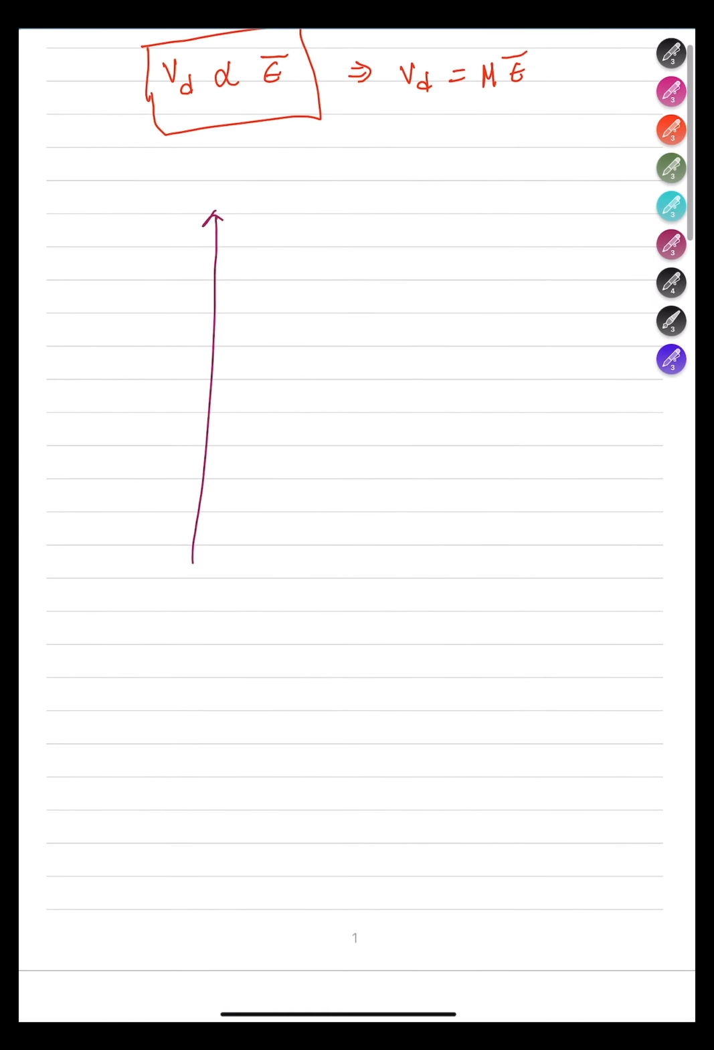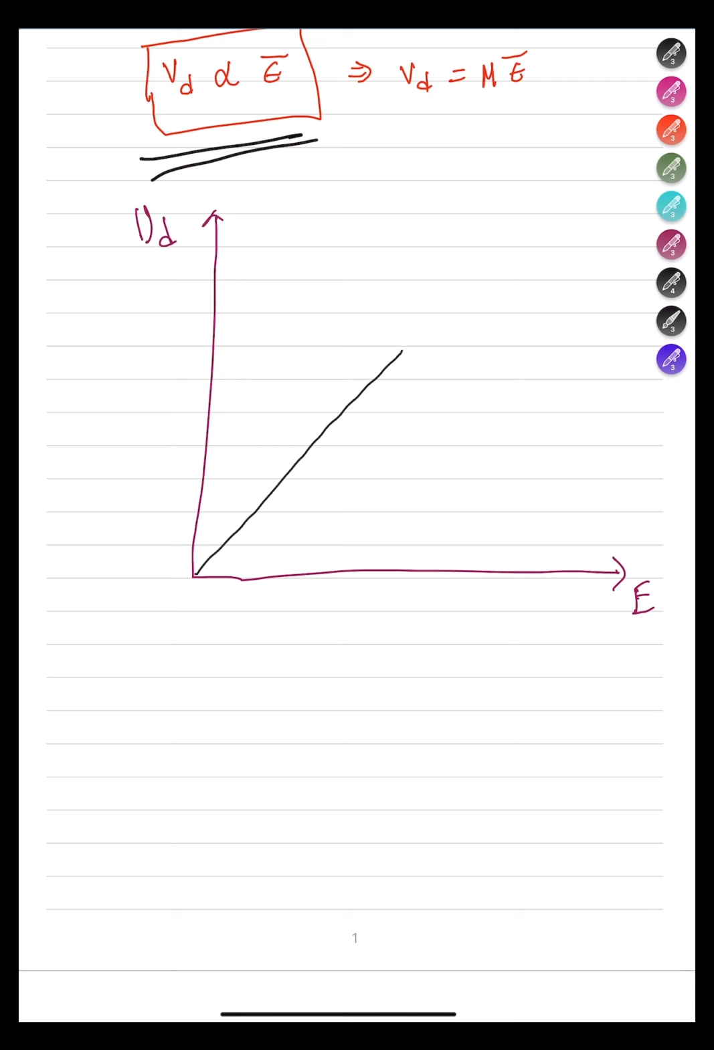If we draw the graph between the electric field and velocity, according to this equation, if the electric field increases, the velocity also increases. So the graph should be somewhat linear. If this is true, at some point of time it will cross the speed of light. That is practically not possible. So practically the velocity gets saturated after some time.